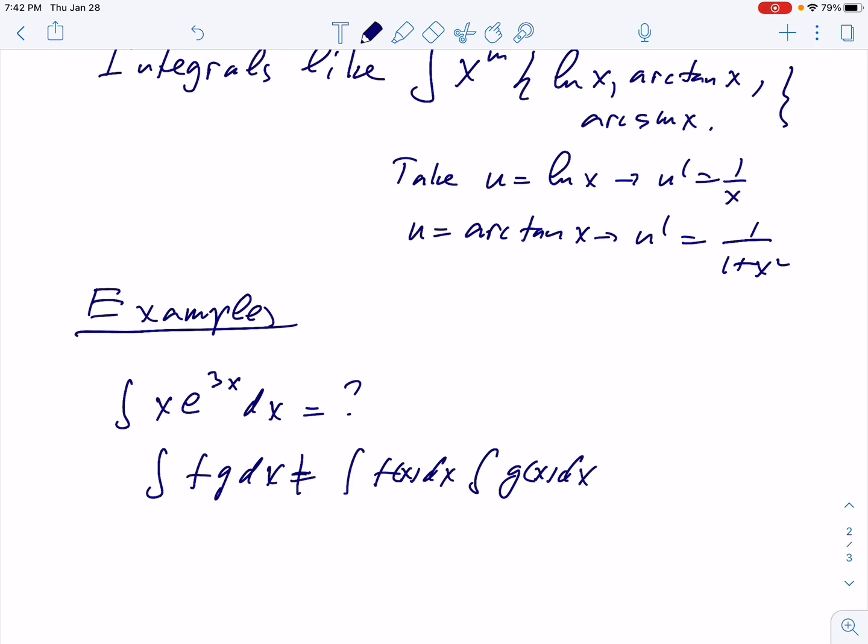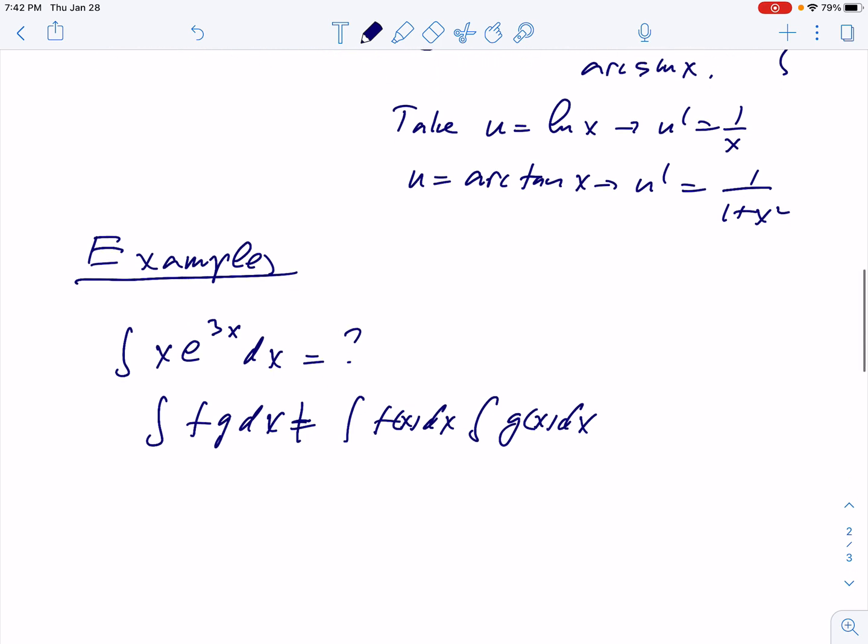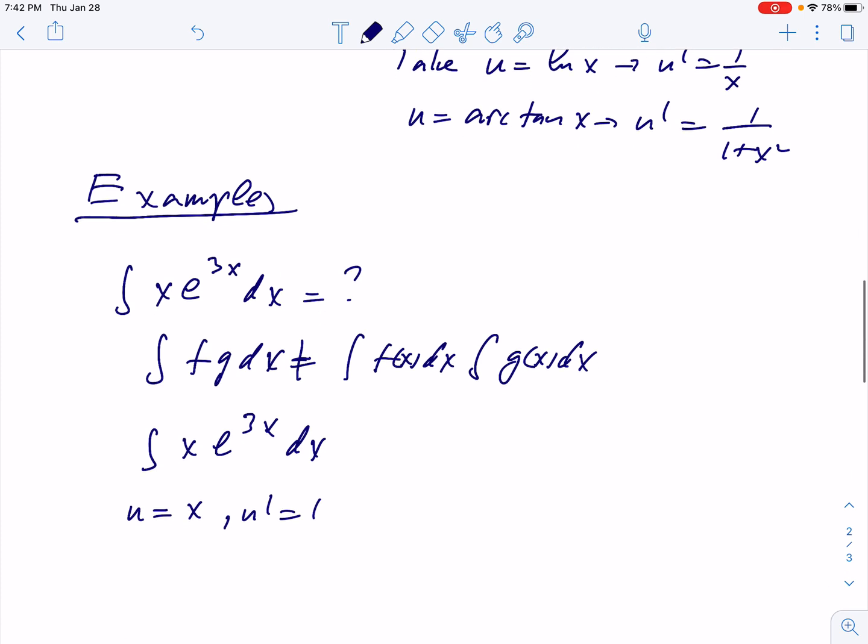So how to solve this integral? We shall do integration by parts. I shall rewrite it here. And this is the first category where we have some power of x with exponential. So we take u to be x, then u prime will be 1 and x will disappear. Then v prime will be exponential 3x.